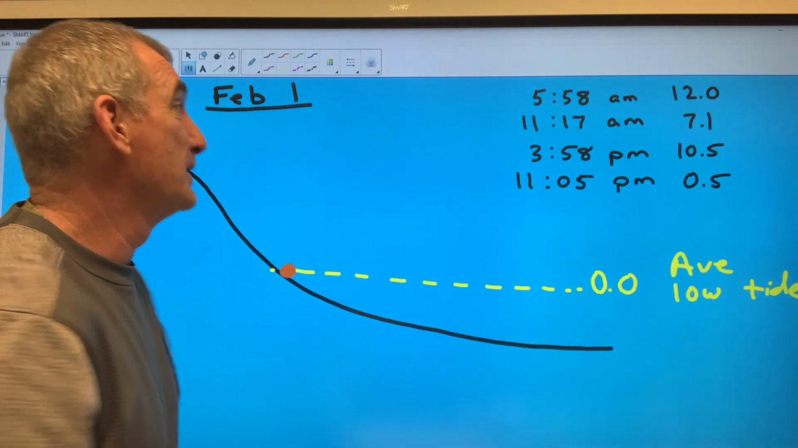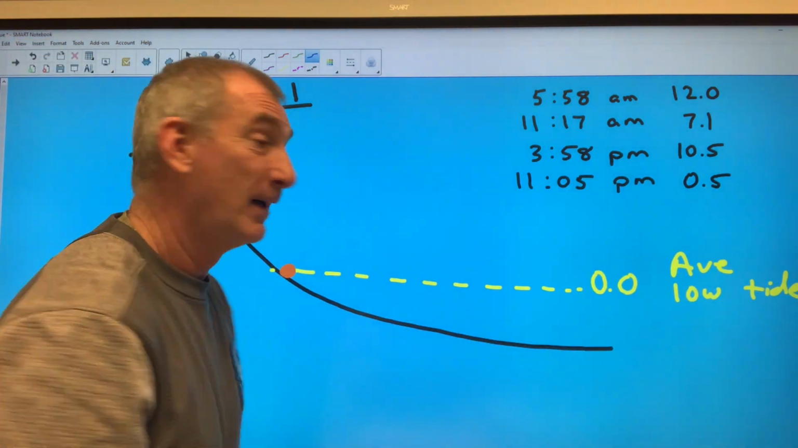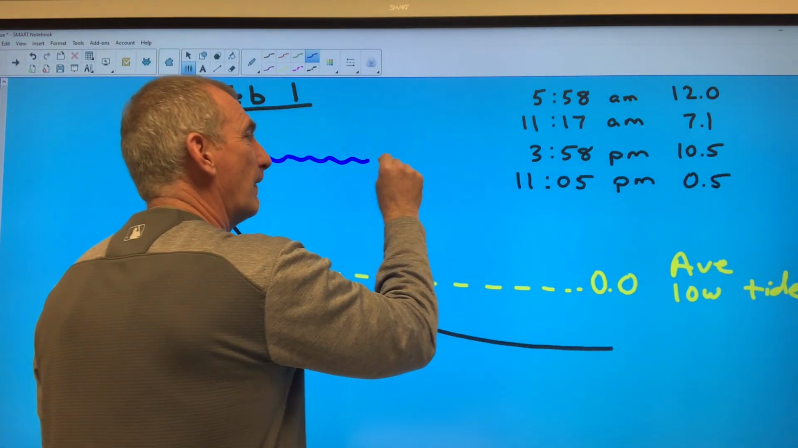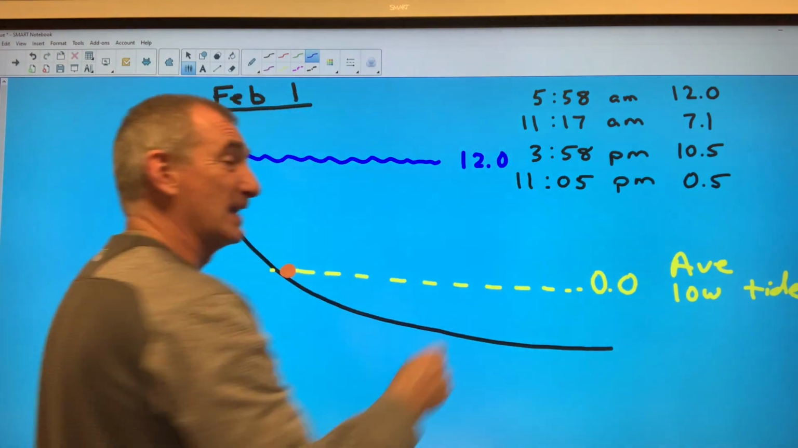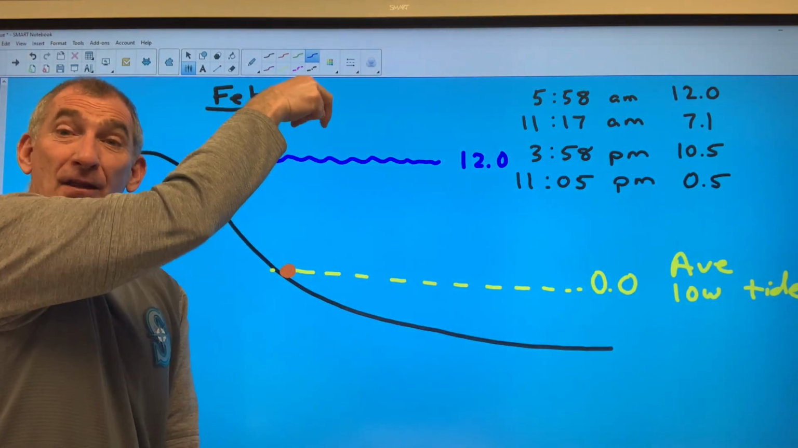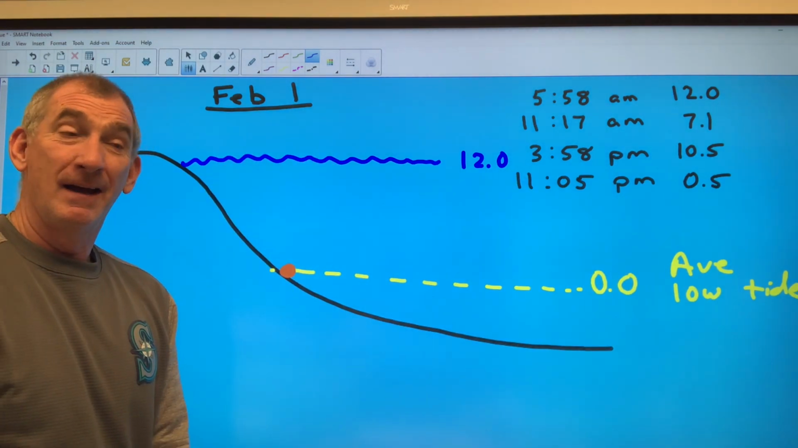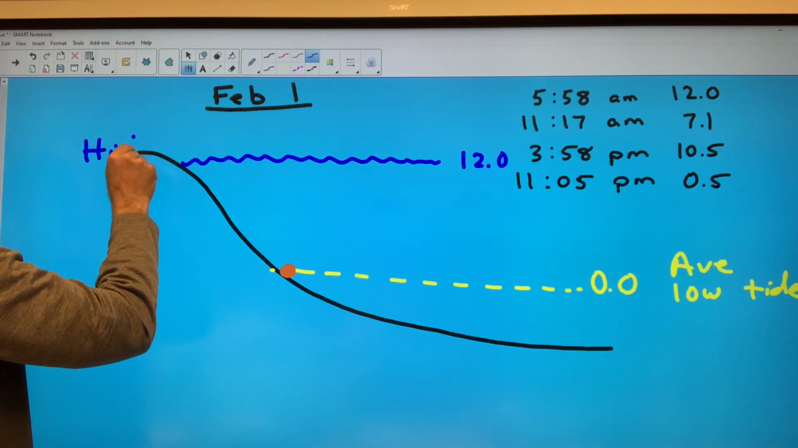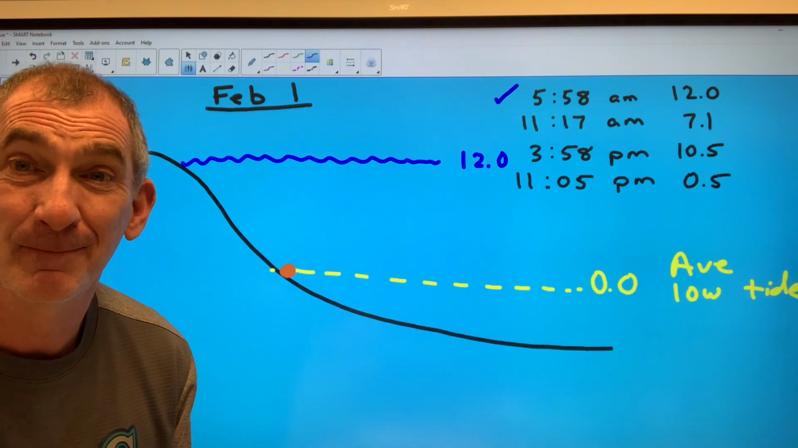So now that we know what 0.0 is, we can understand the tides on February 1st. On February 1st, the tide at 5:58 was 12.0. What that means is that it was 12.0 feet above the average low tide. You would have to get in the water and dive down 12 feet to find that orange rock. So, obviously, that was a high tide. Bam! We talked about 5:58.